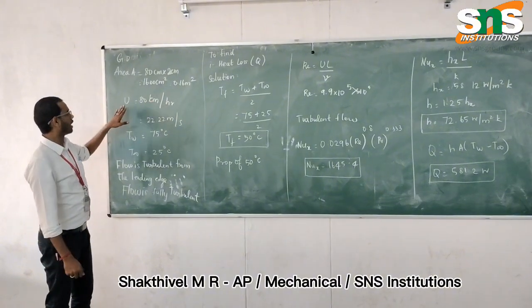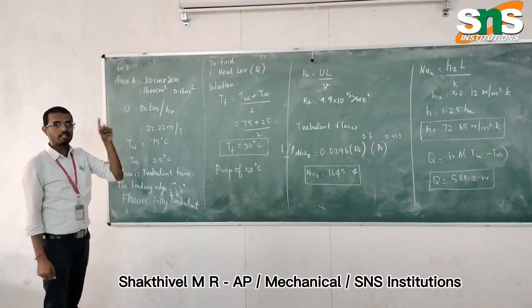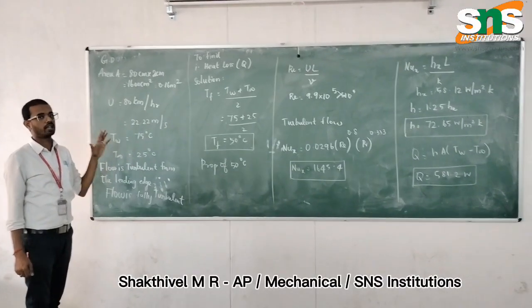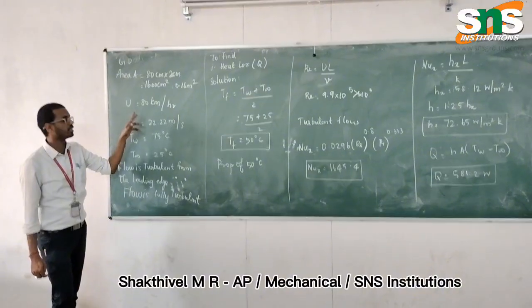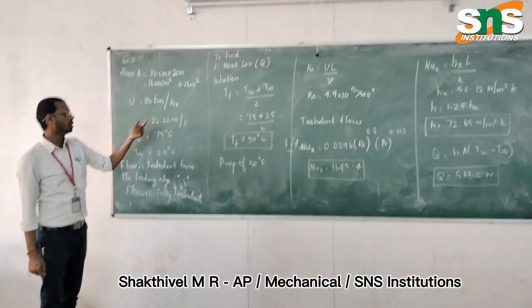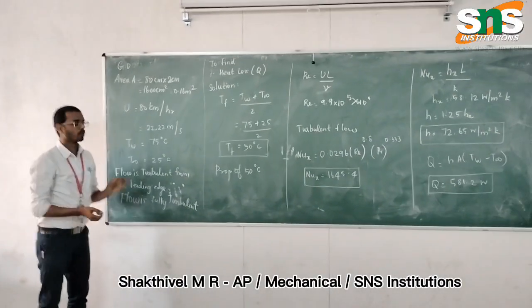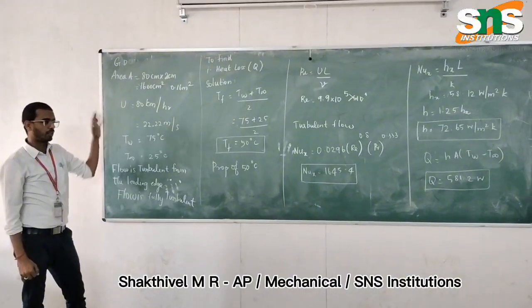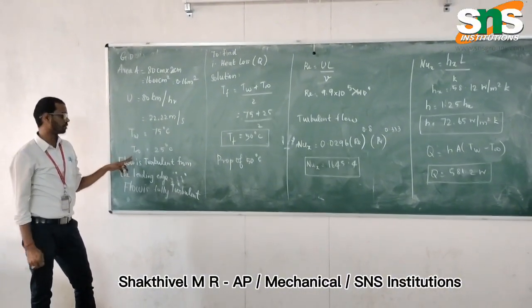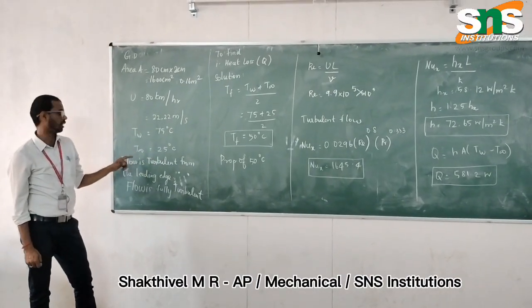Then the velocity of the flow. This is forced convection, since velocity is mentioned; that is the way to find out whether it is forced convection or free convection. So U is given, that is velocity, 80 km per hour. I have to convert it into meter per second, that is 22.22 meter per second. The surface temperature of the crankcase is 75 degrees Celsius and the ambient air temperature is 25 degrees Celsius, that is T infinity.